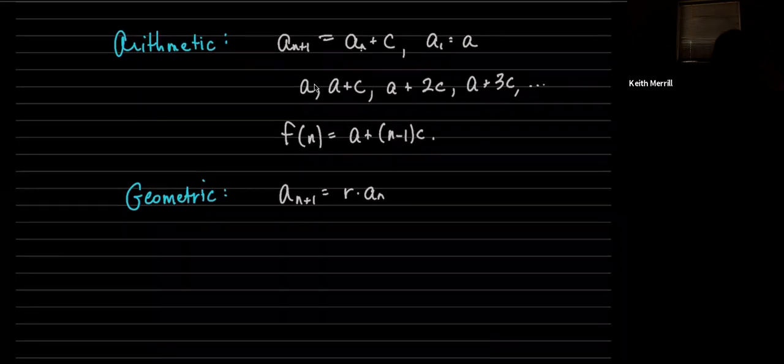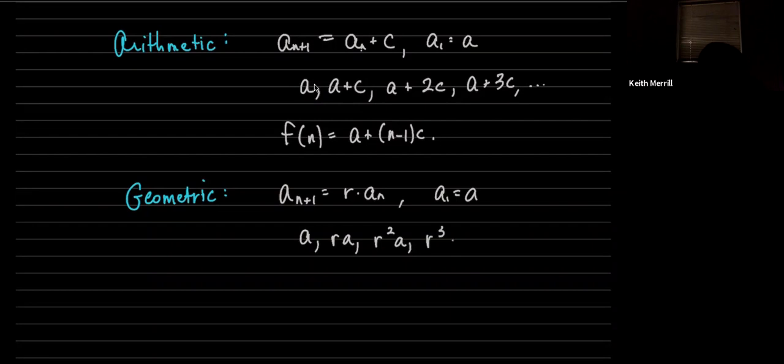So each new term is obtained from the previous by multiplying by the same number. Therefore, the ratio of any two adjacent terms is the same. And as usual, you have to kick this off with a1 equals a. So let's try this. The first term of our sequence is a. The next term is obtained by multiplying by r. So we get ra, r squared a, r cubed a, r to the fourth a, etc.